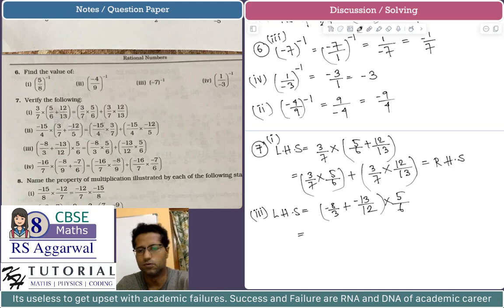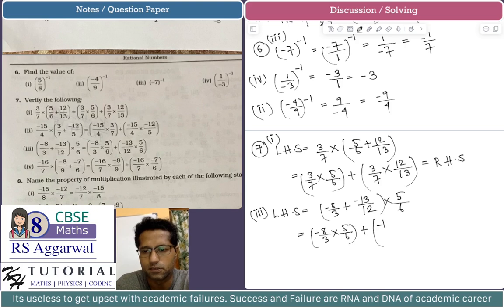Now this is equal to, if I distribute the multiplication over the addition, I will have minus 8 by 3 multiplied by 5 by 6 plus the minus 13 by 12 multiplied by 5 by 6. This is equal to the given RHS.